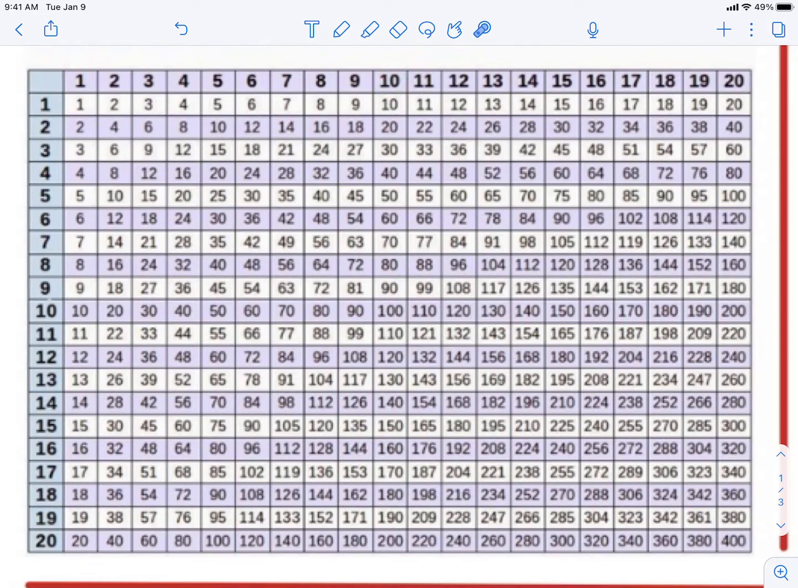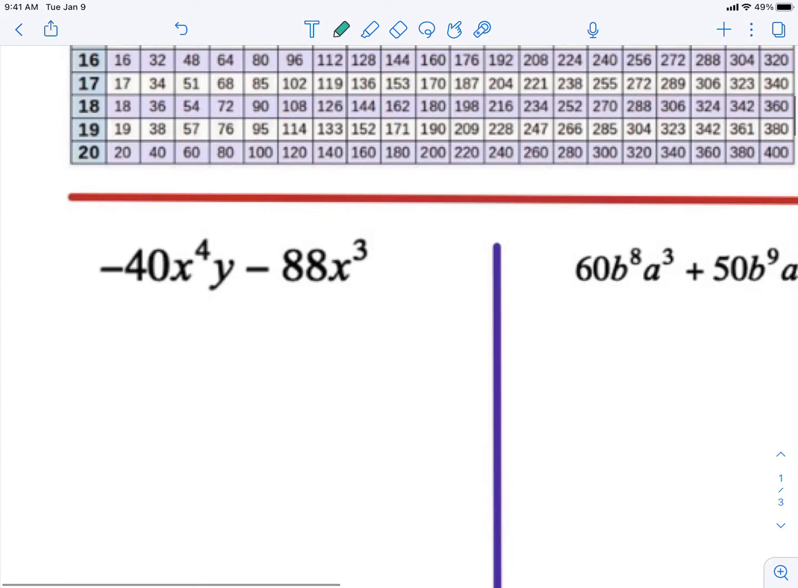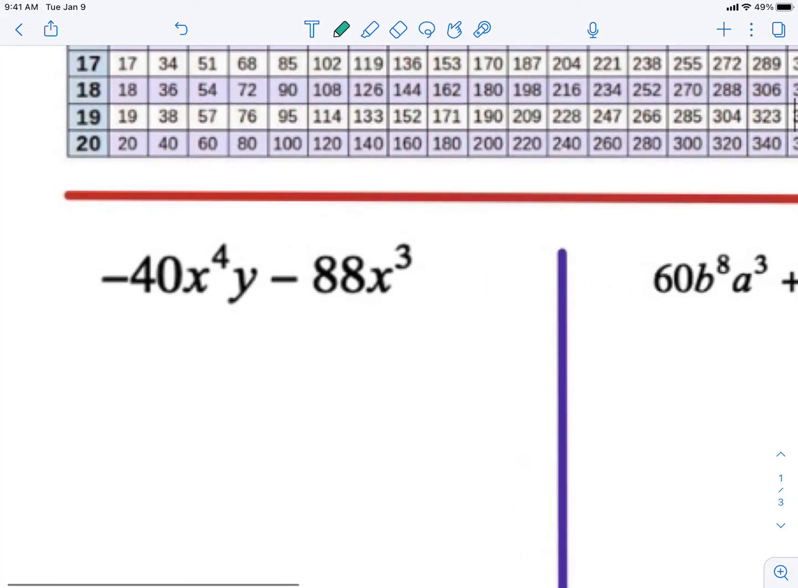So let's see if it's an 8. I see 40. And I see 88. Look at that. And that's the biggest one. 8 is the biggest number that goes into 40 and, not 80, 40 and 88. So it's 8, right? So that means that I'm going to divide both of these terms by 8.